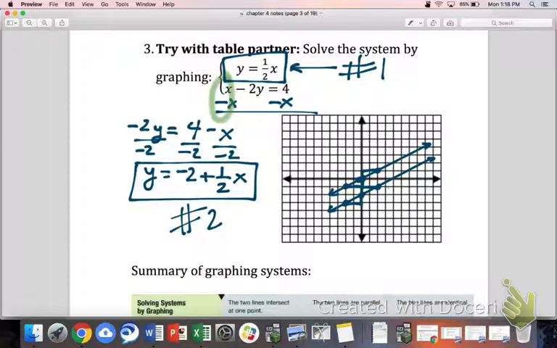So parallel lines, where are these lines going to intersect? Nowhere. So what's the solution? There is no solution. The lines will never intersect, so there is no solution on that one. You just write the lines are parallel.